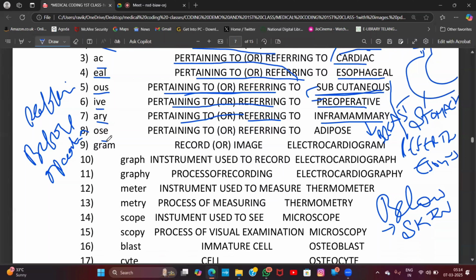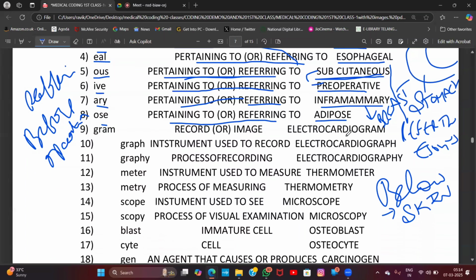Next one, -ose. -Ose is nothing but pertaining to or referring to. Adipose. Adipo means fat. Referring to the fat is called adipose.